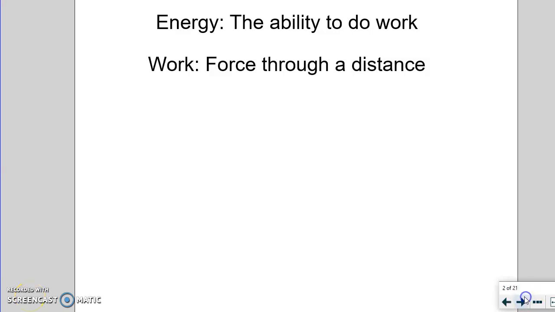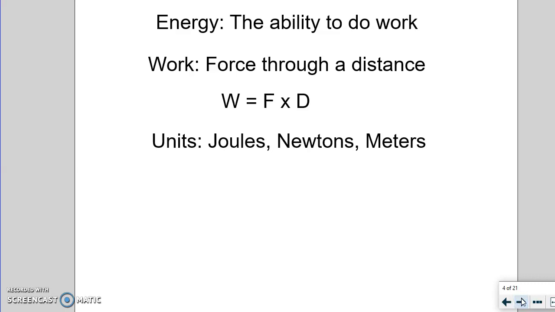Energy, the ability to do work. Then what is work? Well, work is a force exerted through a distance. Therefore, we can come up with the formula W for work equals force times the distance through which you push that force. The units for these are: energy unit is the joule, symbolized capital J, force of course in newtons, and distance in meters.